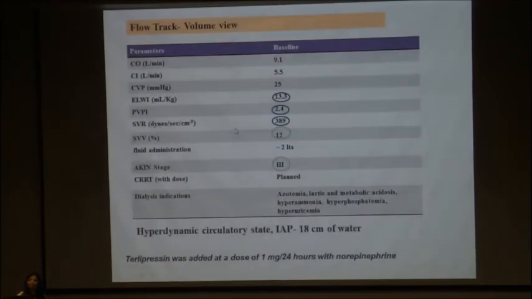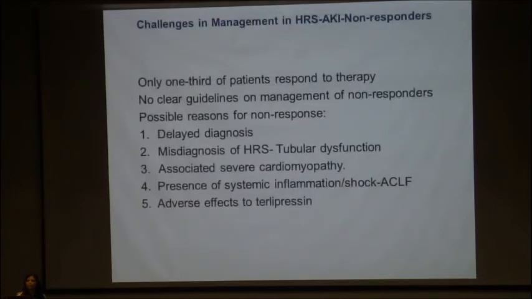Now, we go back to our patient, and we see here that this patient had a lung water of 13. He had an SVR of 389. He had been given 2 liters of fluid based on the dynamic indices. And because this patient was given an appropriate amount of fluid, we started him on terlipressin, and we added a dose of 1 mg as a continuous infusion over norepinephrine, which he was getting for his circulatory dysfunction.